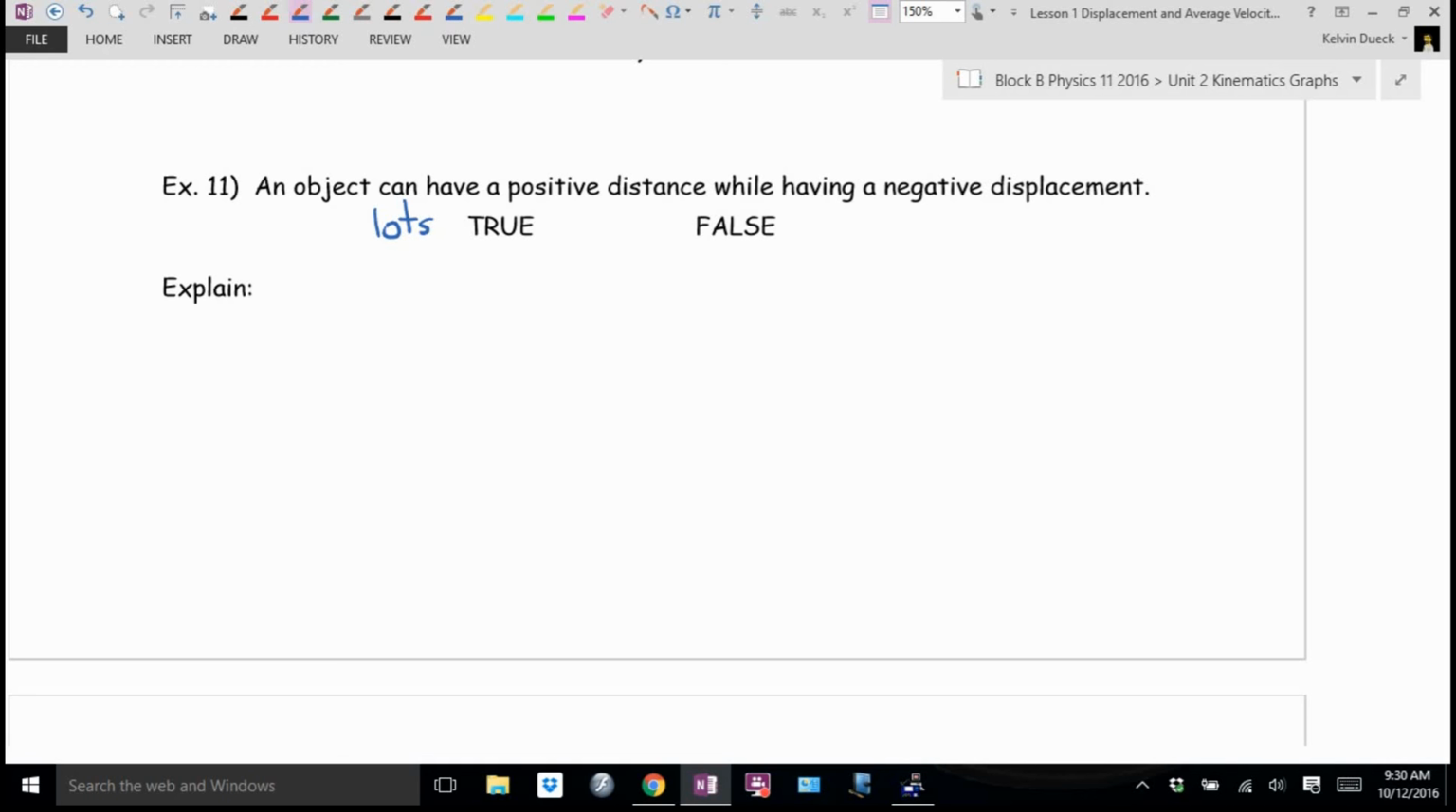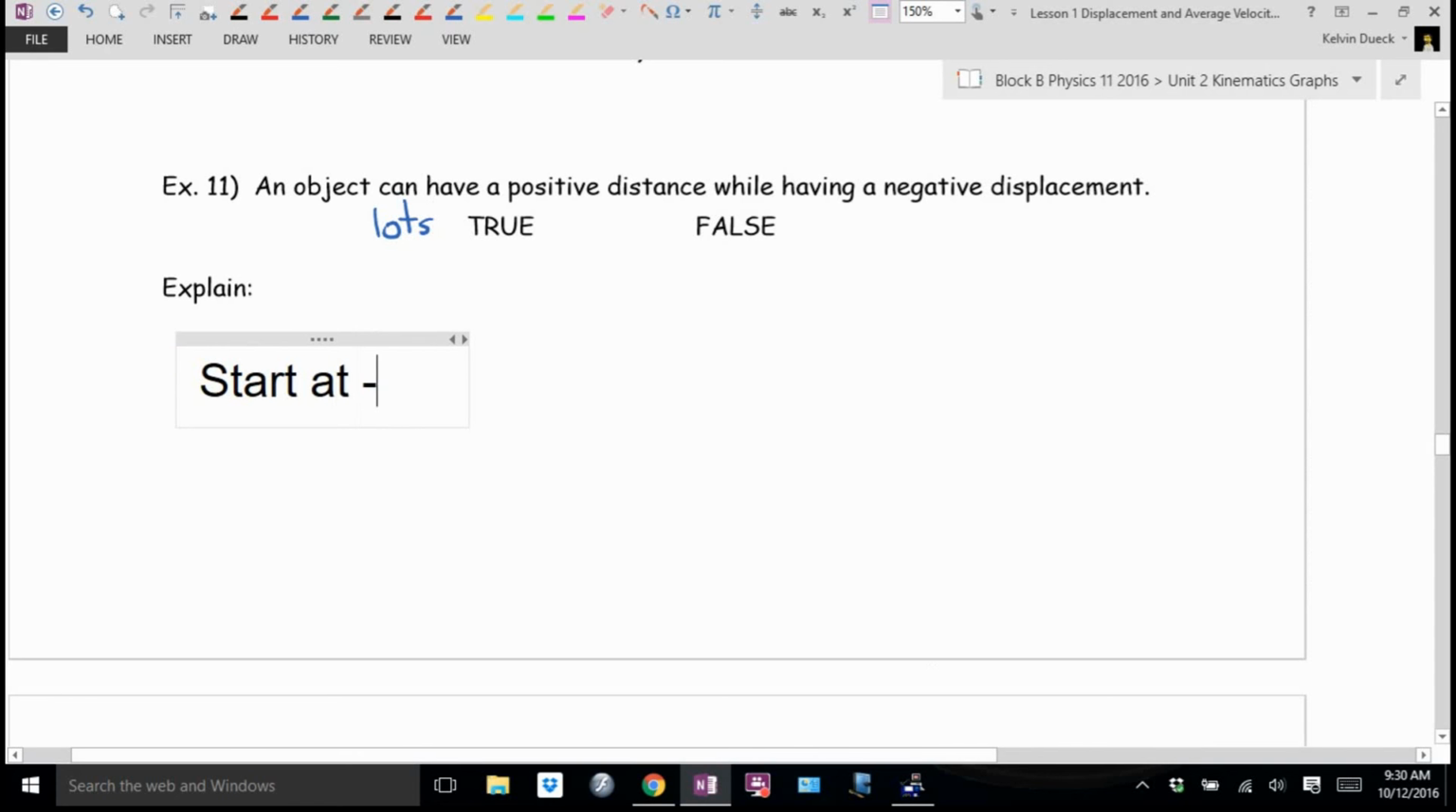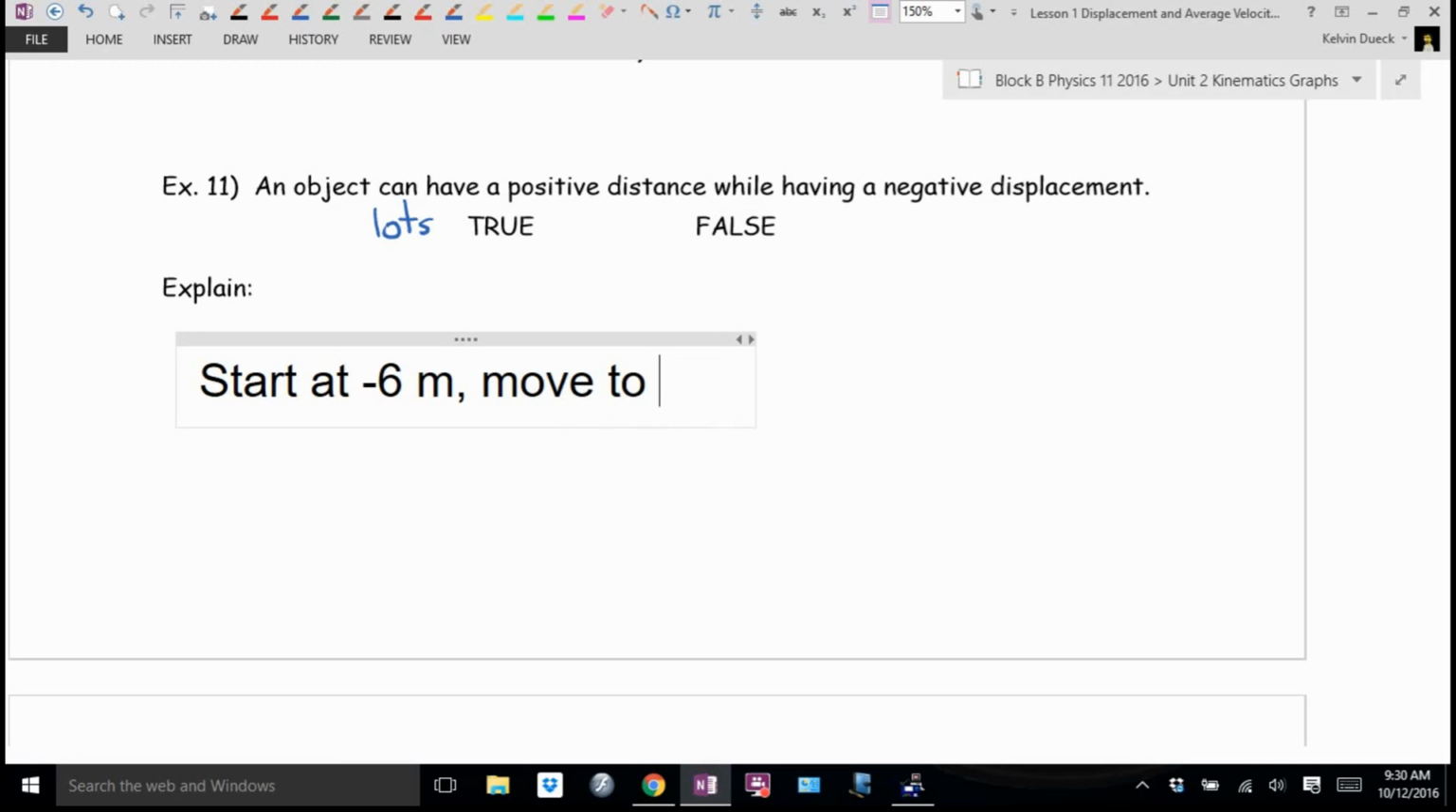Tato. You can start negative and move forward. You can move forward, but not to be positive again. Like if you start with -6, you can move forward, you stay at -2. So Tato says start at -6 meters, move to 2 meters. Does that work? That has a positive distance. Doesn't that also have a positive displacement? Oh yeah, I lied.